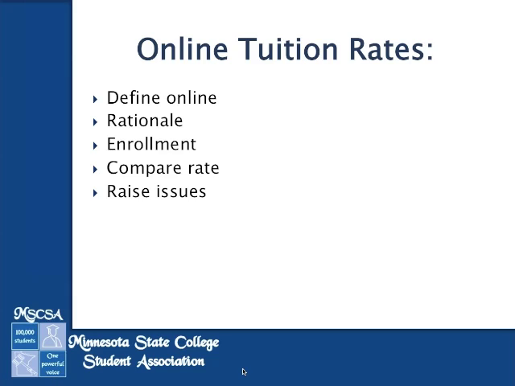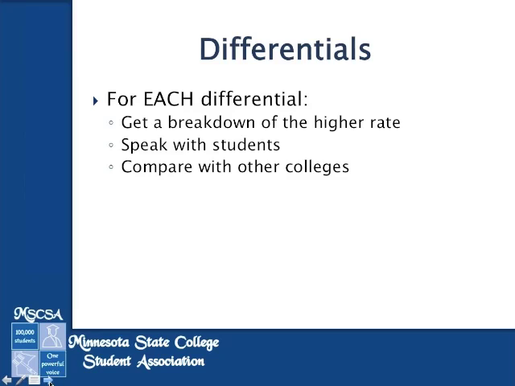For each rate that's being charged differentially on your campus, you want to make sure you're getting a breakdown of the higher rate. How is that rate being spent? How is that additional money being spent? Is it on equipment? Is it to support other courses in the program? How is it being used? Make sure that you're speaking with students in that program to hear from them what they think about that differential rate, and what they think about any change to that rate, and what they think about their program.